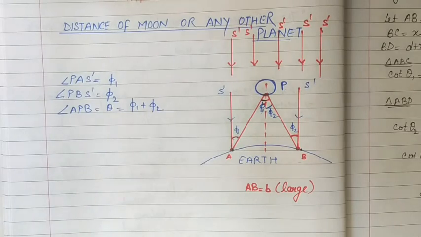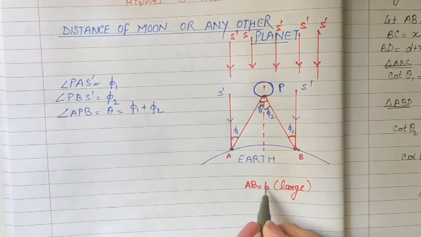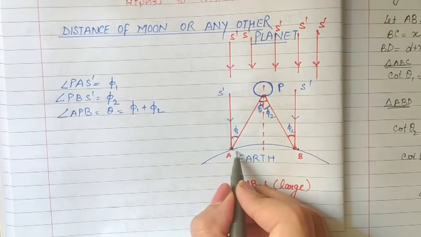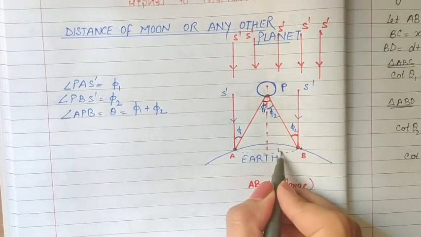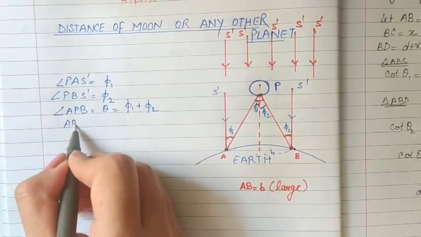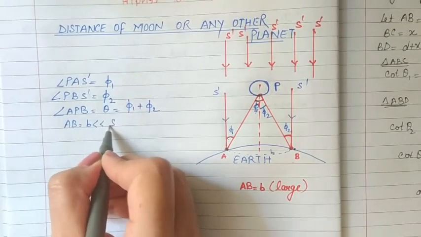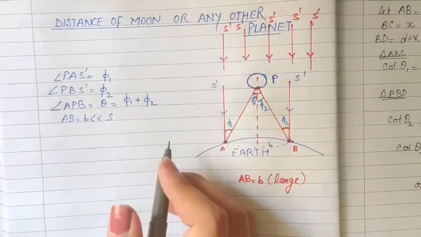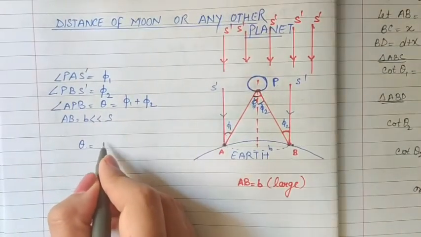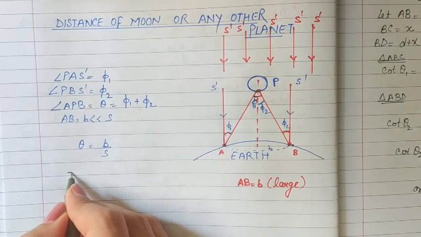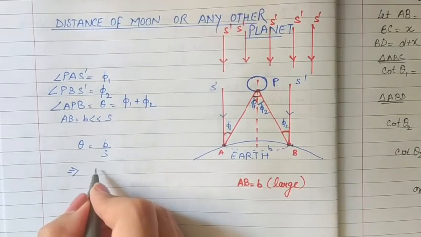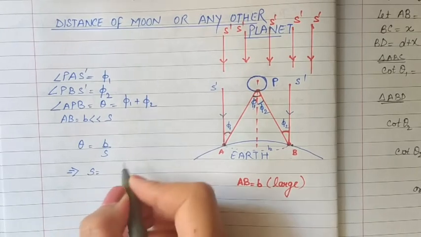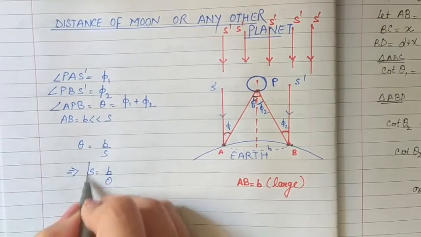Now since b is lesser than S, we can take AB as an arc of length small b. The distance b between A and B can be considered as an arc of length b, which is lesser than S. Now applying the formula, angle is equal to arc upon radius, that is theta is equal to b upon S. We can find capital S by using S is equal to b upon theta.